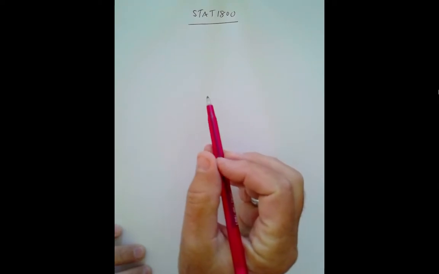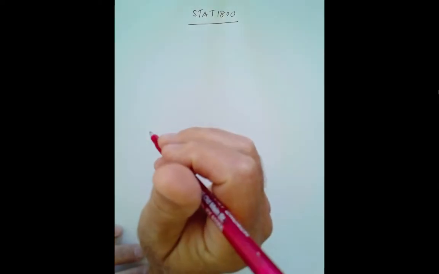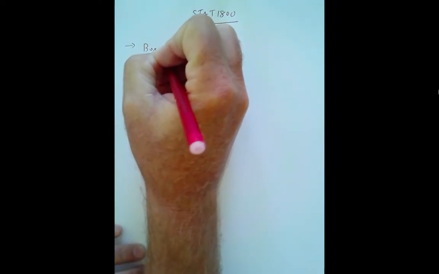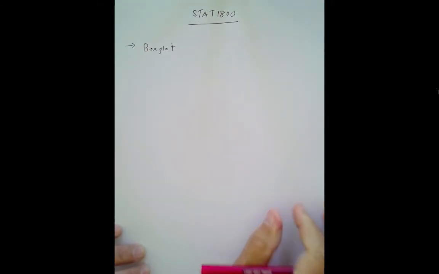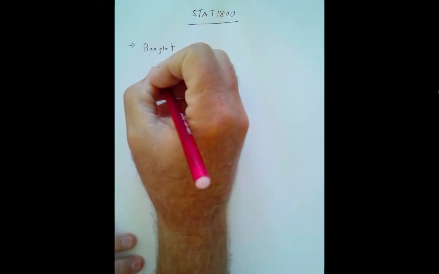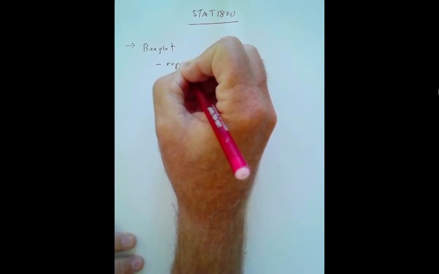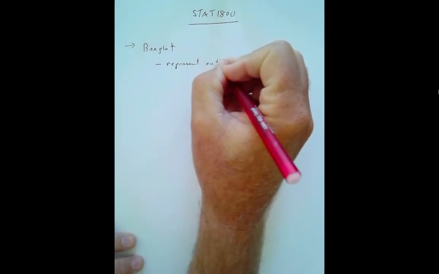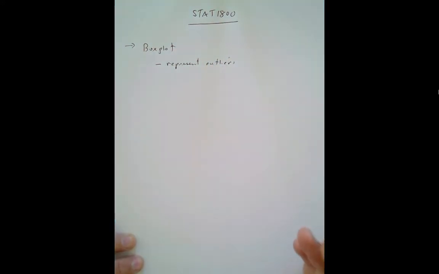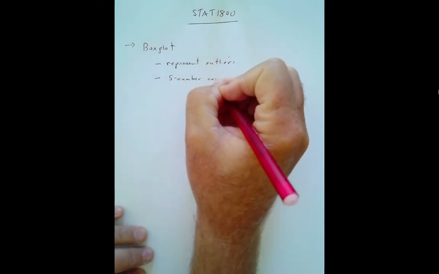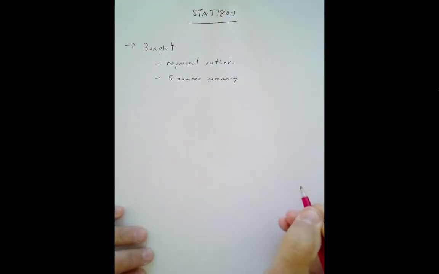All right, guys, one thing before we get into the MyStatLab demo problems. A parting word about boxplots. Boxplots pretty much do two things for us. They represent outliers. Well, I don't guess they represent outliers, but the graph of a box plot will display the outliers. And they also give us a graphical representation of the 5-number summary.